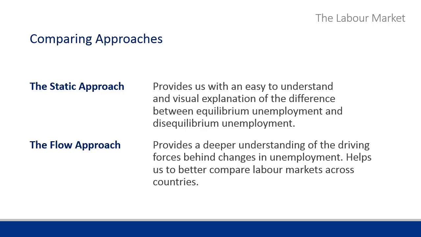So how do we compare the two approaches? With the static approach, the benefit is that it's quite simple. It's a simple two-dimensional diagram, and we can explain the difference between equilibrium and disequilibrium unemployment. So even this simple model has an explanation for the fact that unemployment exists at all times. The flow approach, however, allows us to go deeper to understanding the driving forces behind the changes in the level of unemployment. We see unemployment changing in the news, and we might say that unemployment is at a 40-year low currently.